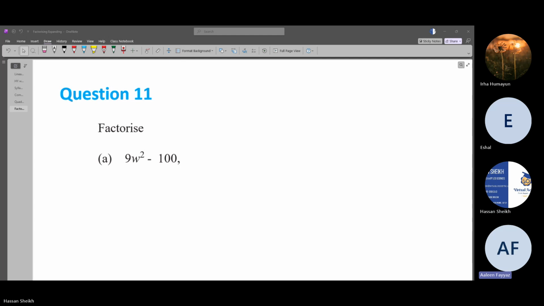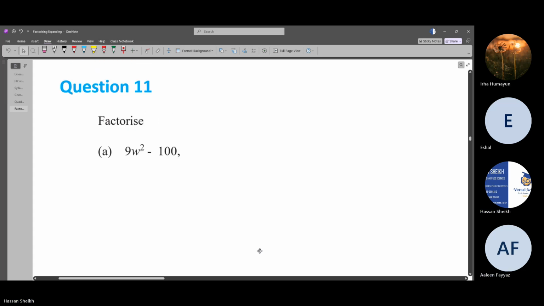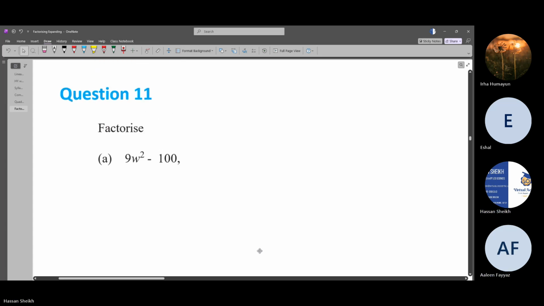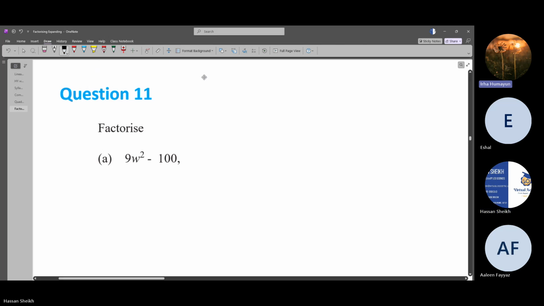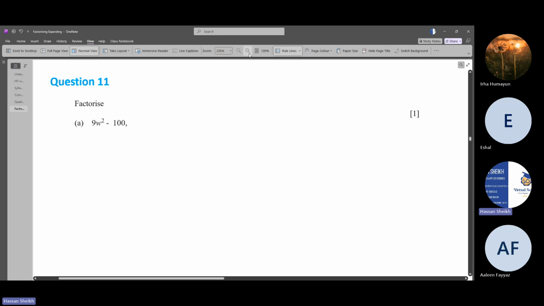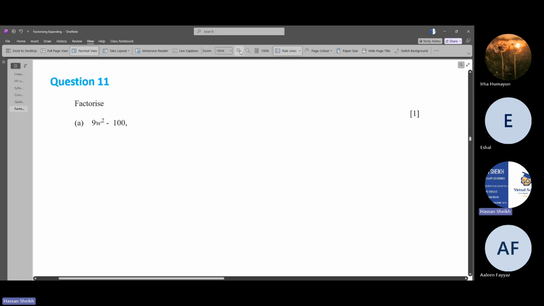By using the identity. Okay, which one? The a plus b square, a minus b square one. Okay, very well done. So Irha, what's the formula? a square minus b square equals a plus b and a minus b. Exactly. This is called the difference of squares formula, because we have a difference of squares.